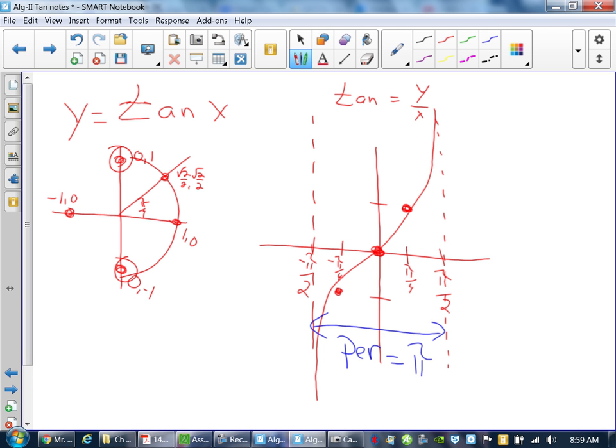Now, what I want you guys to think of then is we get these generic ideas for tangent graphs. We're going to start with the idea that, can I go back to the other note part here real fast? You all right? Yep.